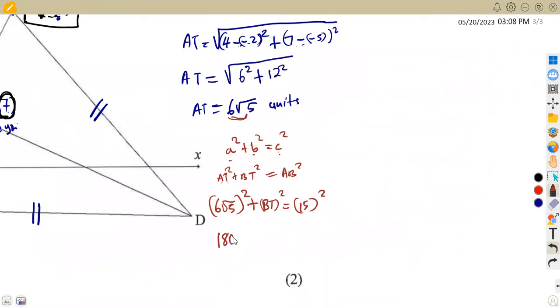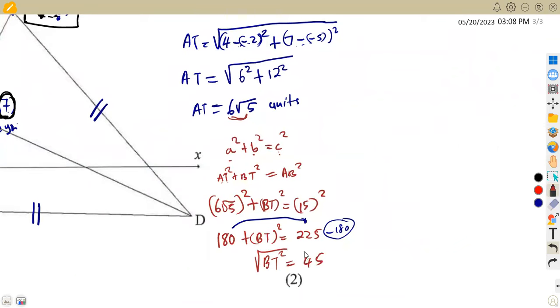This is going to be 180 plus BT squared, which is equal to 225. So you can transpose 180 to the other side so that it can be a negative this side. Here we are going to subtract in order for us to have BT. So BT squared is equal to 225 minus 180, which is 45.